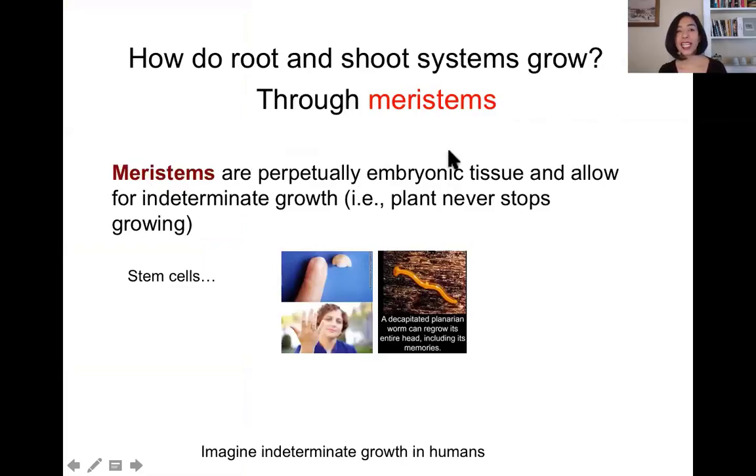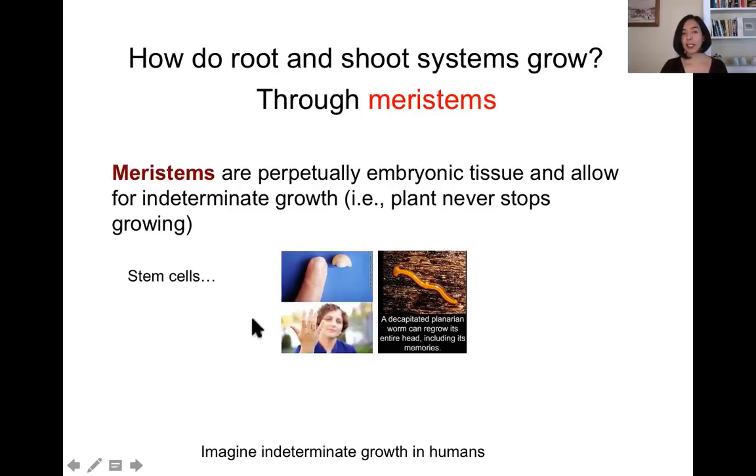Now, how do root and shoot systems grow? The answer is through meristems, right? But what's a meristem? They are a group of cells that are going to keep dividing and dividing. So the meristems are perpetually embryonic tissues and allow for indeterminate growth. That means that plants always grow and grow and grow. It is most likely that plants die from an infection or because if they grow and grow and grow, then they don't have enough support, but they have the ability to keep growing and growing and growing.